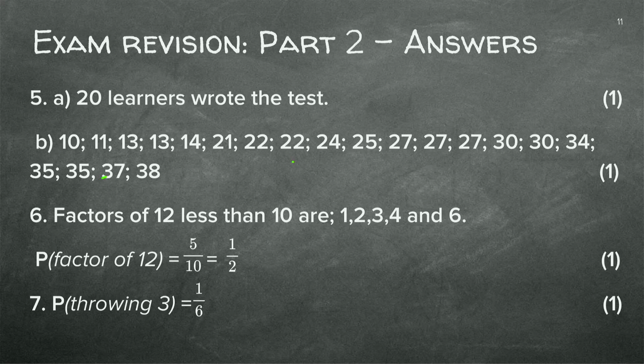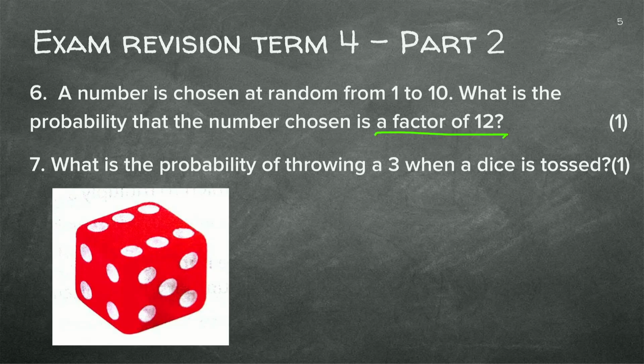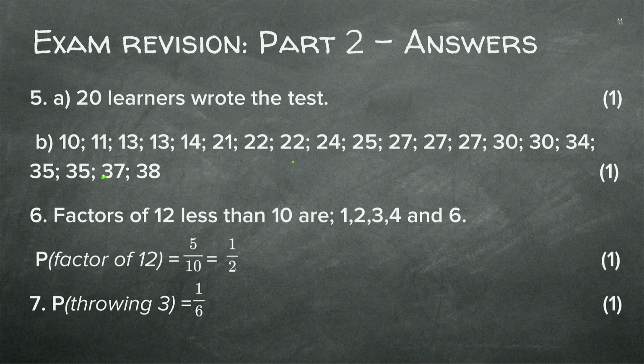Right. Now, if we go to question 6, they said a number is chosen at random from 1 to 10. What is the probability that the number chosen is a factor of 12? If we work out our factors of 12 less than 10, it is 1, 2, 3, 4, and 6. So the probability of a factor of 12 less than 10 is 5 out of 10, which is a half. So it's 1, 2, 3, 4, 5 if we work out the factors.